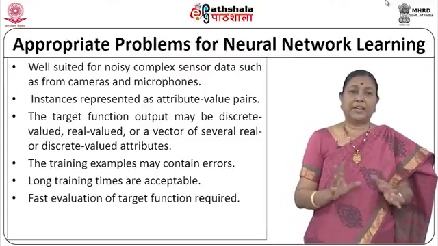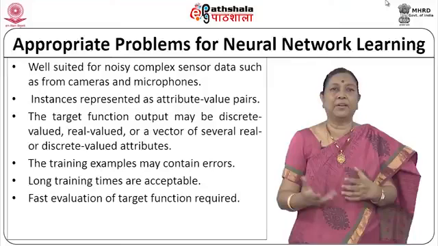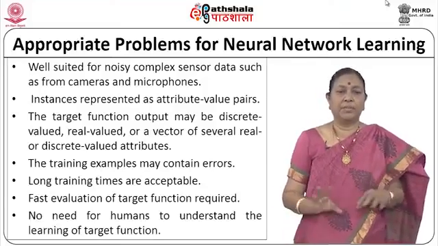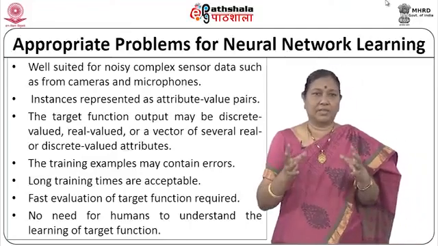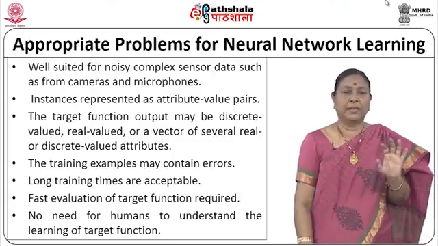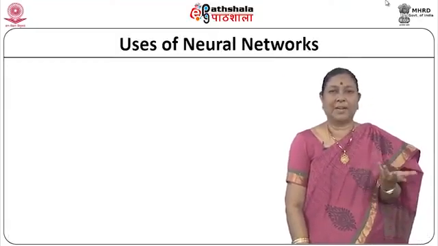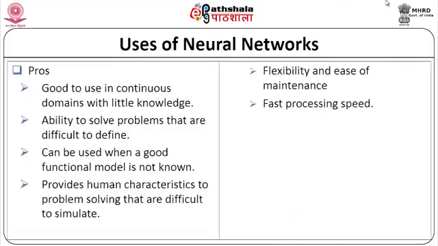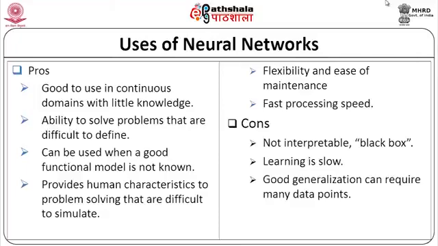Fast evaluation of the target function is required. You want to do an evaluation of the target function, do the training, keep on changing it and finding it out. No need for humans to understand the learned target function. So you do not have to understand or interpret it, it is done without that. That can be an advantage or a disadvantage also. Now, let us look at some of the uses of neural networks and the pros and the cons. It is good to use in continuous domains with little knowledge. It has the ability to solve problems that are difficult to define. You do not know how to define them, you just give the input, tell it the expected output, and it will probably solve the problem for you.